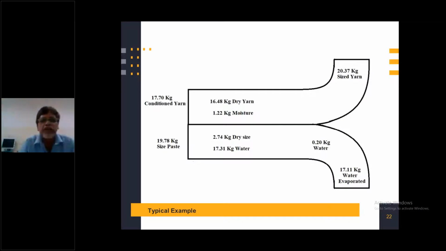If we have 6,000 ends and 12.5% pickup, then take a case from a typical textbook. It's 17.7 kg of conditioned yarn, which is dry yarn with moisture, and 19.78 kg of size phase having dry size of 2.74 and 17.31 kg of water. So now when it is dried out, the size is 20.37 kg, and the water which is evaporated is 17.717 kg of water to be evaporated from it.